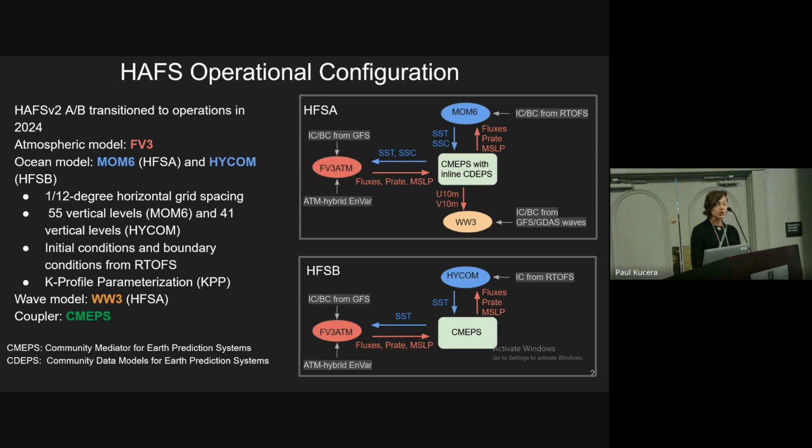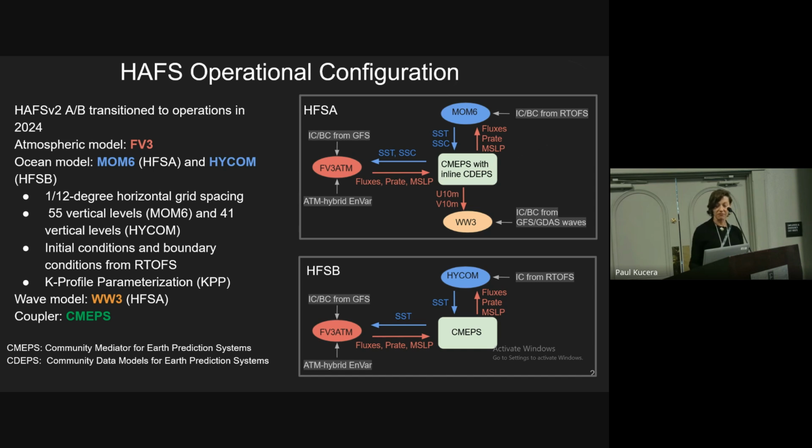In terms of the wave model, we use the WaveWatch III model, but this is only used in HAFS-A. HAFS-A is the only model that is coupled to the wave model. In terms of the coupler, we use the Community Mediator for Earth Prediction Systems, CMEPS. CMEPS is the part of the system in charge of exchanging and interpolating the different fields from the different components. I'm going to focus here on this sketch at the top, which only refers to HAFS-A. It shows the different fields that are exchanged between the components.